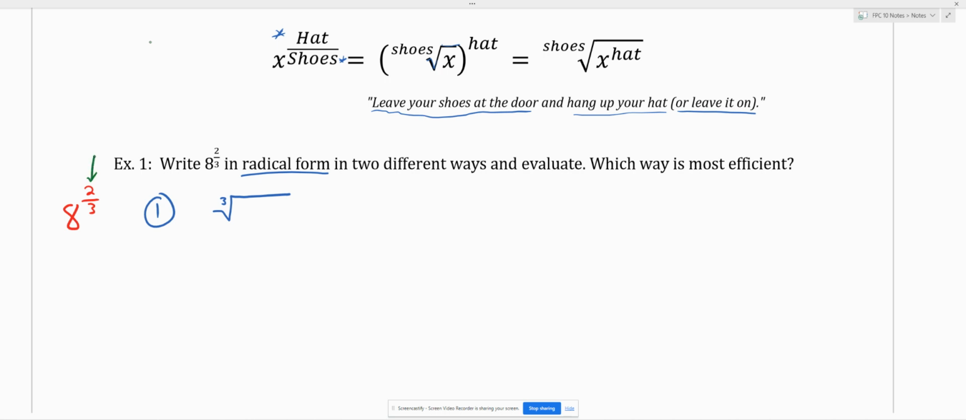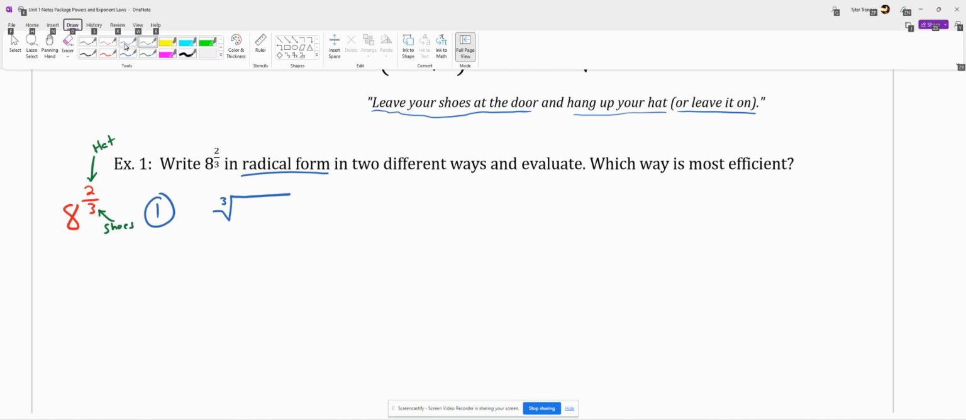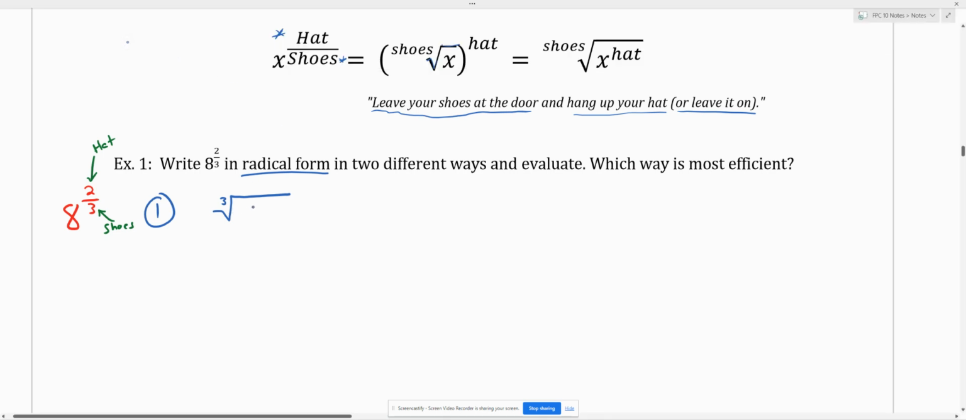this is my hat, the 2, and this here is going to be my shoes or boots. Let's go back to blue. And so my 8's going to go inside here, and I'm going to do the first form where I put it all in brackets and then raise it to the hat. I put my hat up top, the 2. So what does this tell us right now? It tells us I have to simplify brackets first, following BEDMAS, and then the exponent of 2.